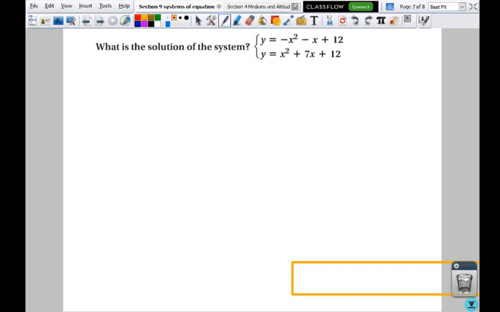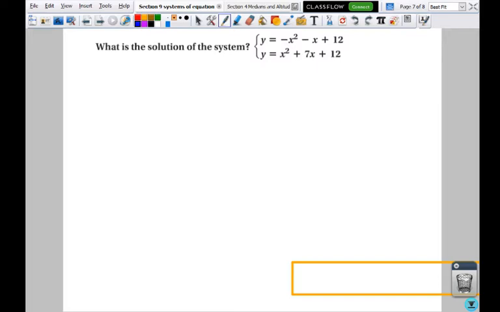Over here to Desmos. Negative x squared minus x plus 12. And the second one is x squared plus 7x plus 12.